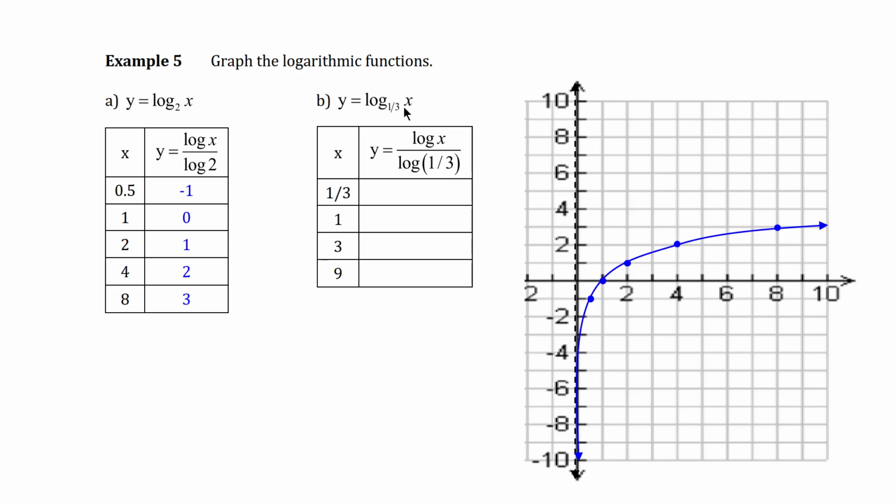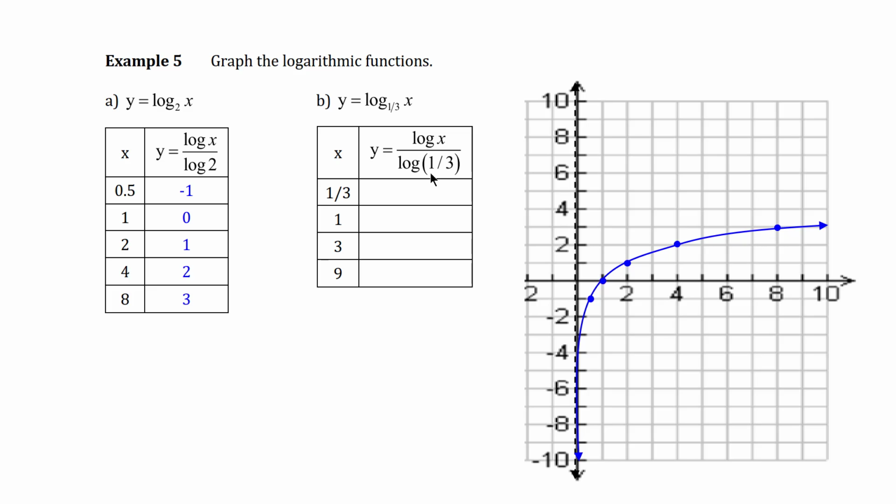Again, we're going to plot this using the point plotting method. Below we have our x and y table. For the x values, I'm going to use 1/3, 1, 3, and 9. To find the y values, we're going to use a calculator. If you're not able to input the base of 1/3 in your calculator, you could use the formula y equals log of x over log of 1/3 to find the value of y.